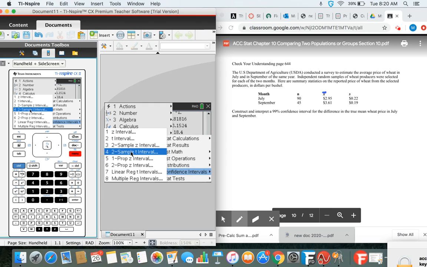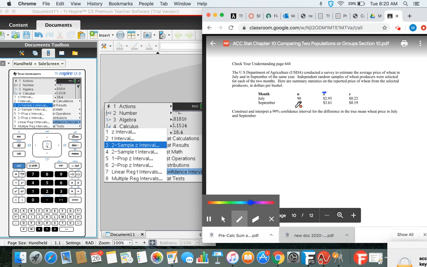Make sure you lay out the conditions. No need to graph here. Hopefully you can catch why. Lay out the conditions, give me the interval, and write the sentence. All right, guys, let me know if you have any questions.